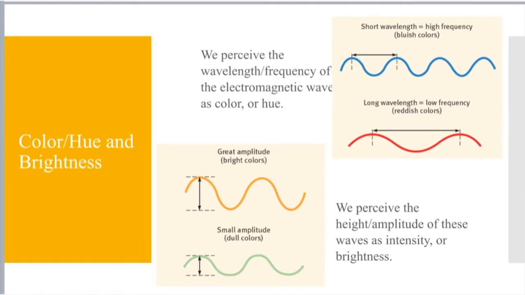So what color are we looking at? Shorter wavelengths have a bluer color, longer wavelengths have a reddish color. And then the second piece to this is our perception of height and amplitude as intensity or brightness. So like how bright a color is, how bold it is versus how dull and light it might be. So anything that has higher amplitude is going to be more poignant, it's going to stick out more, and anything with smaller amplitudes is going to be a little more dull.